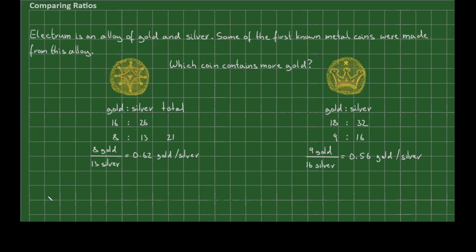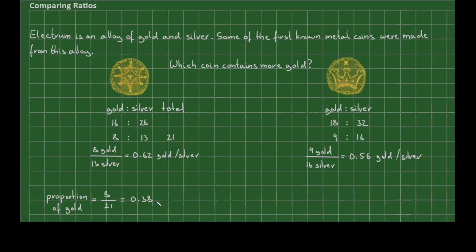To calculate the proportion of gold, I'm going to look at the relationship between gold parts and total. There are 8 gold parts and the total is 21. 8 divided by 21 will give me 0.38 when rounded to 2 decimal places. Recall that we can convert a proportion into a percentage by multiplying by 100. And so I could say that 38% of this coin is gold.